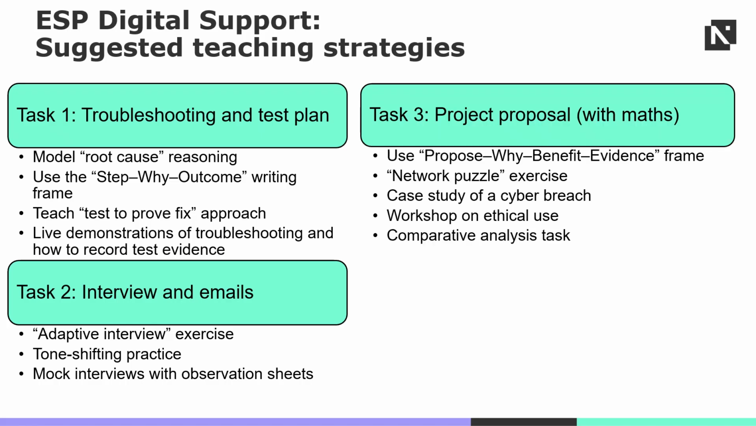In task 3, the project proposal, you could use the propose, why, benefit, evidence frame, where students justify each proposed change with one technical and one organisational reason. Use a network puzzle exercise, so you could provide cloud, local and hybrid system diagrams and students need to explain data flow, access control and redundancy. You could use a case study of a cyber breach to analyse how lack of endpoint control allowed an attack and students could suggest technical and procedural prevention. It's worth thinking about the ethical use of AI, so compare original versus AI-generated responses, discuss transparency and citation using AI guidance.